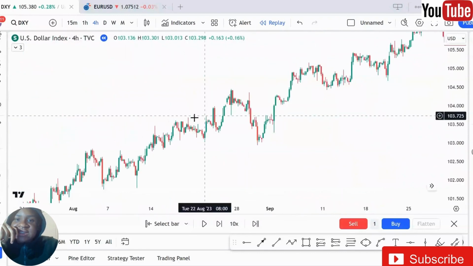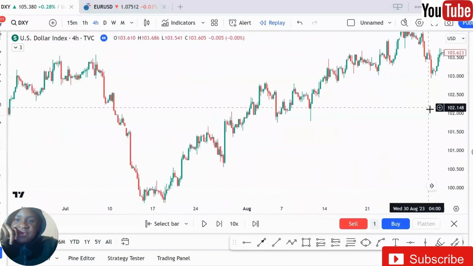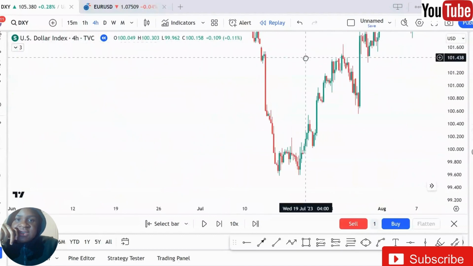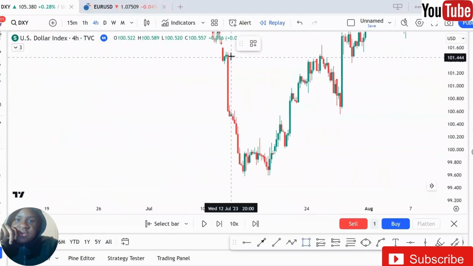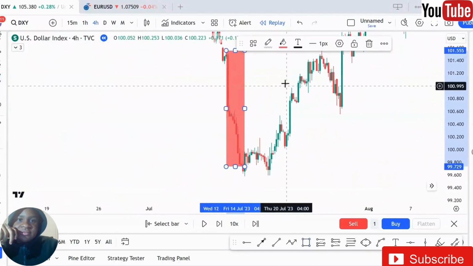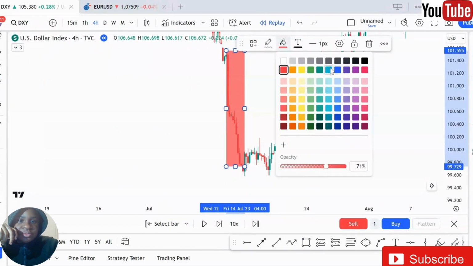In a chart like this, there are many scenarios of imbalances. You can see one here. We have a liquidity void here. I don't like that color. I usually use blue in a very light way.